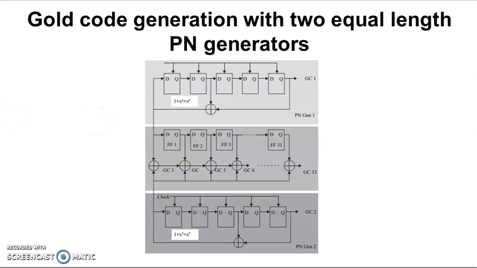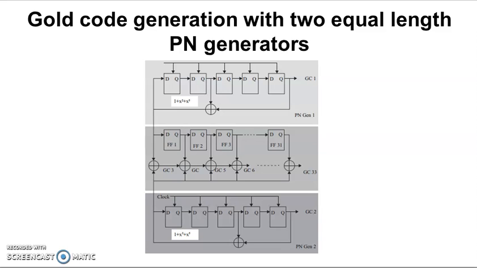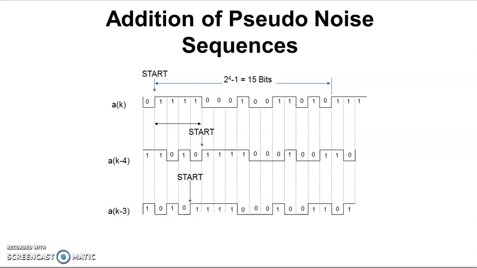Then we can consider that we have two preferred states, and it is generating a good sequence there. So here we have the addition of a pseudo noise sequence. Consider the equations here: the code generation with two equal-length pseudo random keys, and here the addition of a pseudo noise sequence is there. So this is a simple example. We can consider the addition of a sequence with two sequence generators.